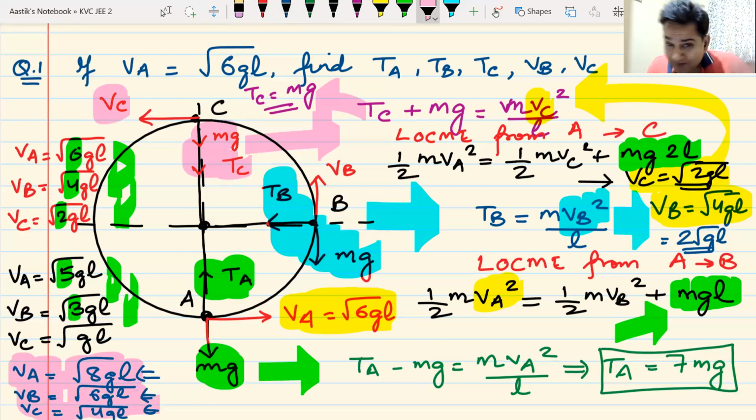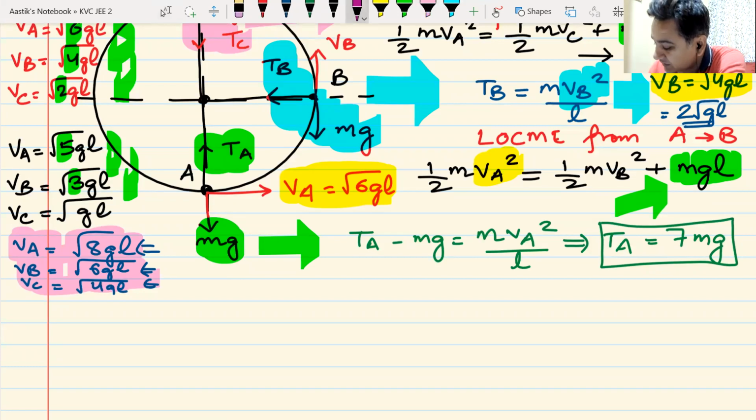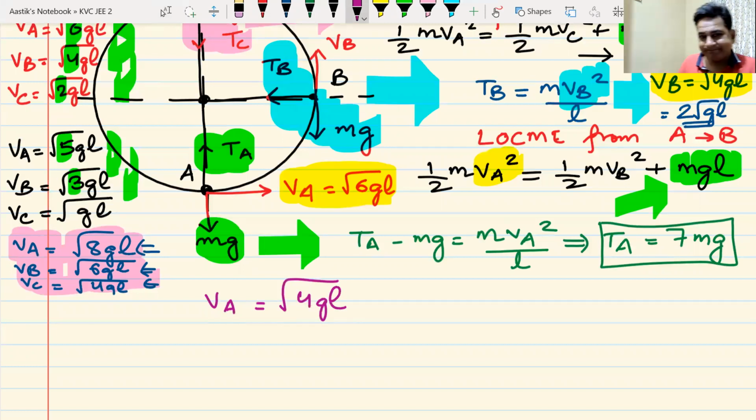Great. Now I give you a trivia question, just to catch you. What happens when the velocity at point A is root over 4GL? What are the answers now? Tell me. On the same pattern, what are the answers now?